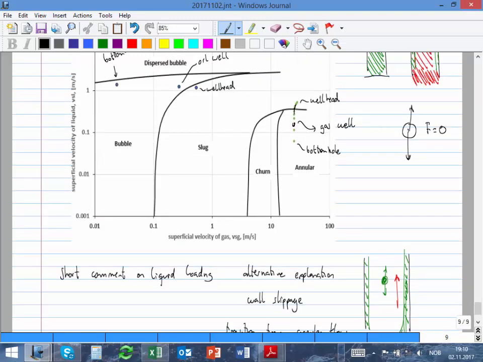Because Turner will tell you, for example, okay, here you cannot operate. You will have loading. And they say, no, it's not true. Actually, you will be able to go all the way until you reach here. When you have slug is where you actually have this change. So just be aware of that.